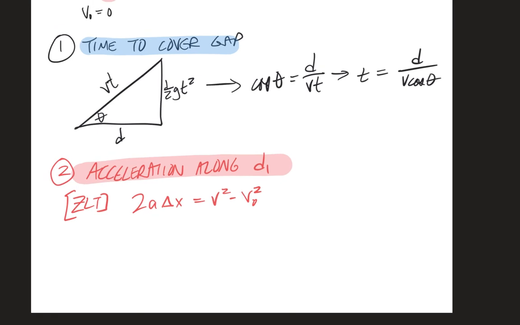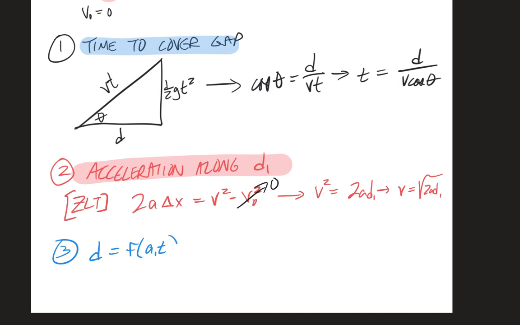Hopefully I don't run out of room here. All right, and so the initial velocity was 0, so this is nice. And so this means that our v squared is just going to be 2a d1, which means v would be the root of 2a d1. So we have two expressions. We know the time, and now we know the speed, and we're looking for d as a function of acceleration and time, okay? And we have v as a function of acceleration, and we have time there.